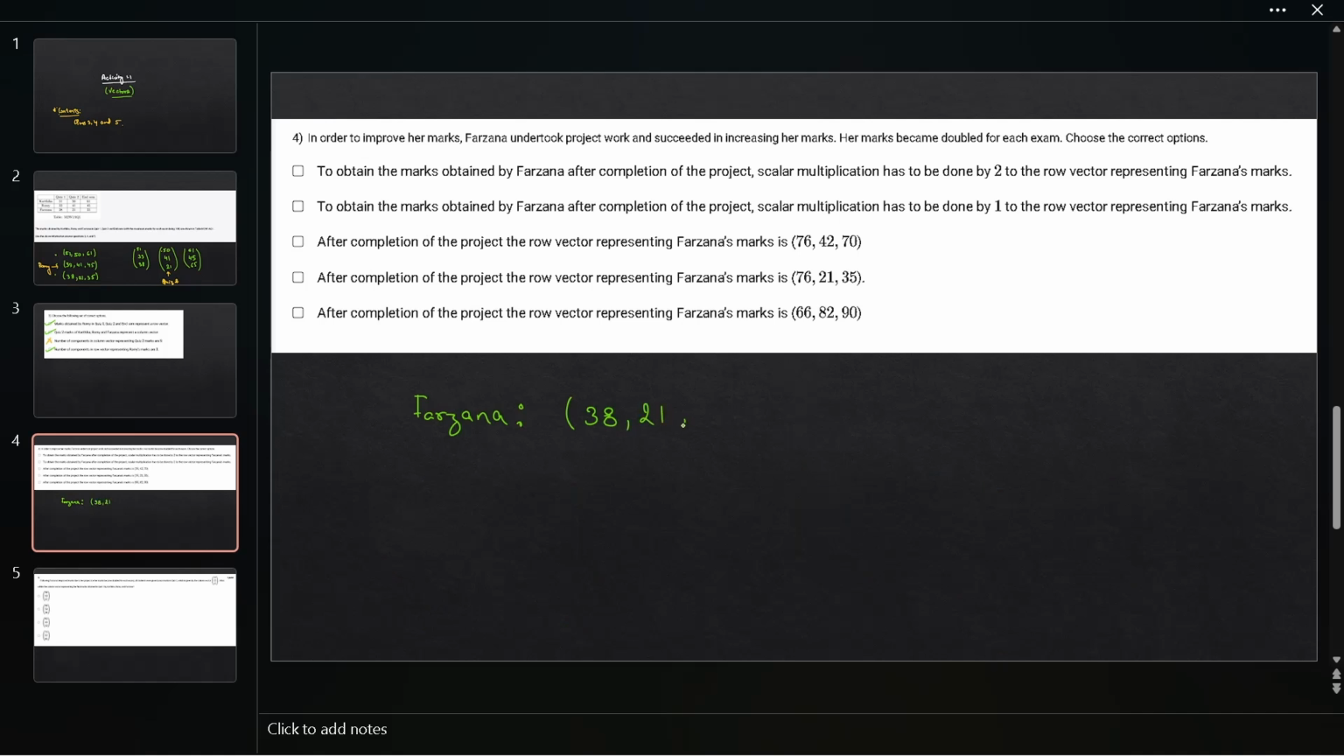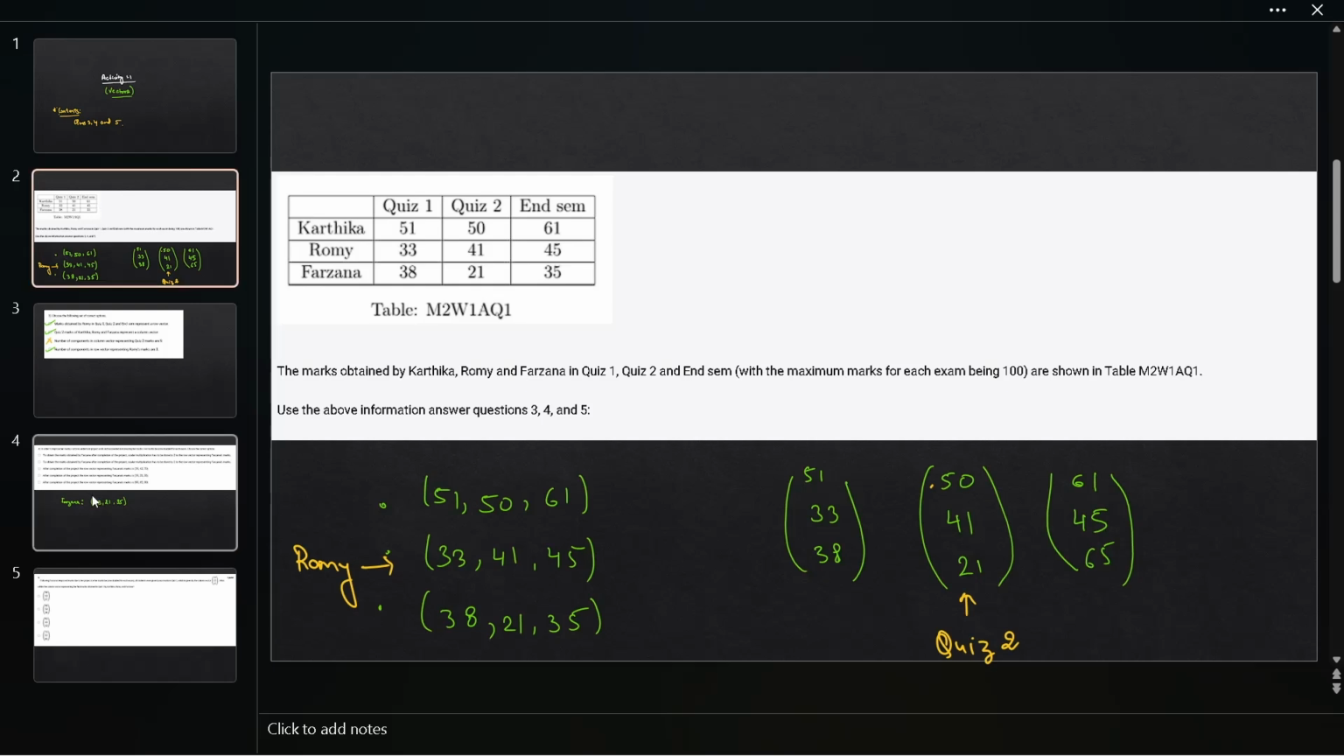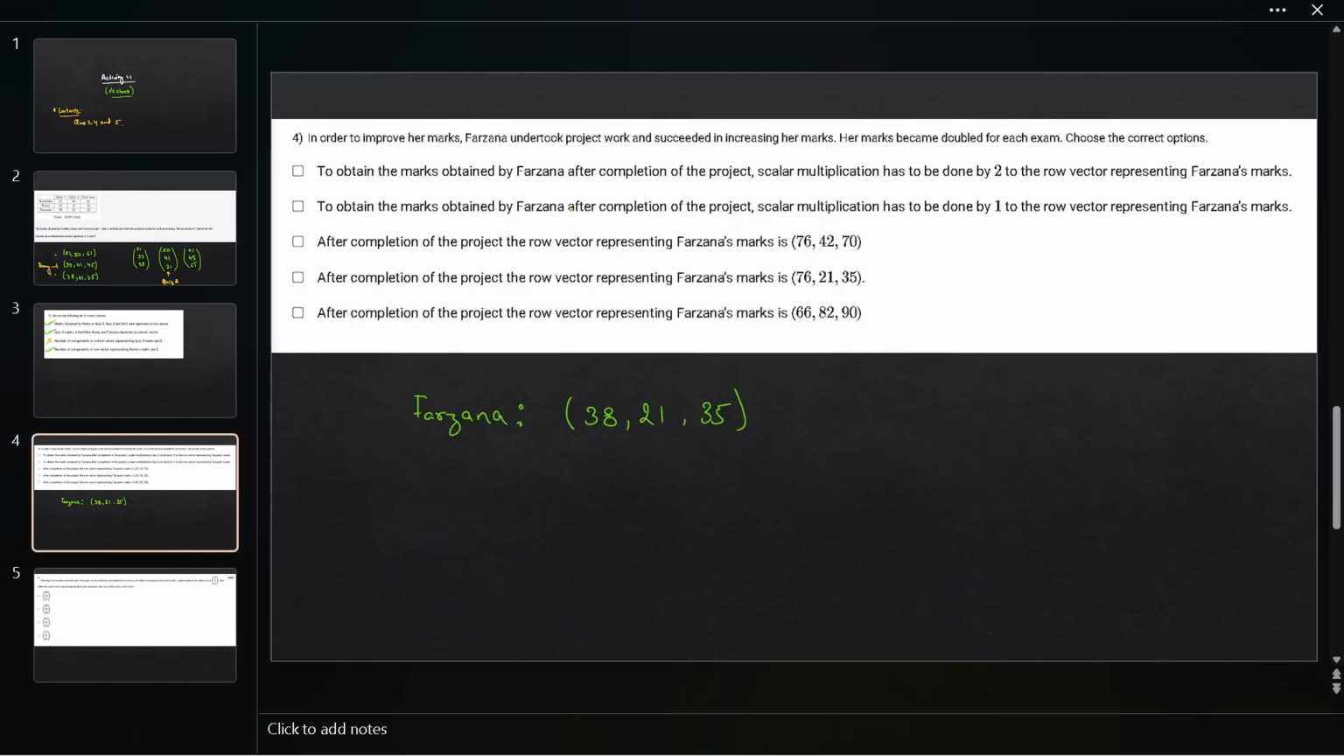38, 21, and 35, I guess. Let's check it again. Yeah, it's fine. So we are given in the question that to improve her marks, she undertook a project work and succeeded in increasing her marks. So this was her marks before the project. And after the project, we know that her marks became doubled for each exam.